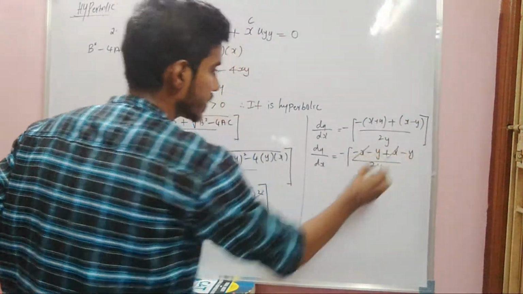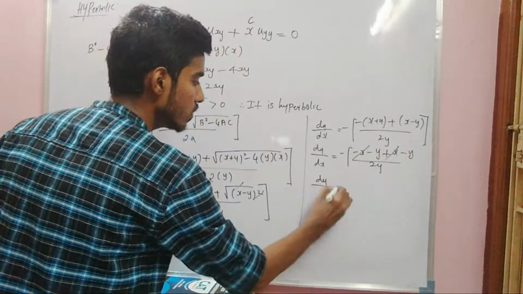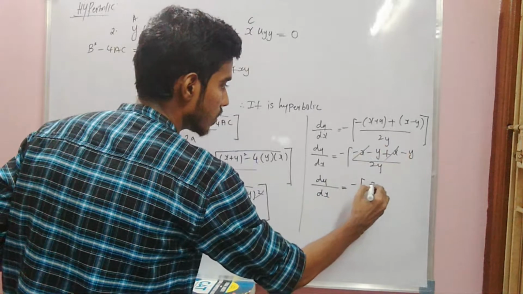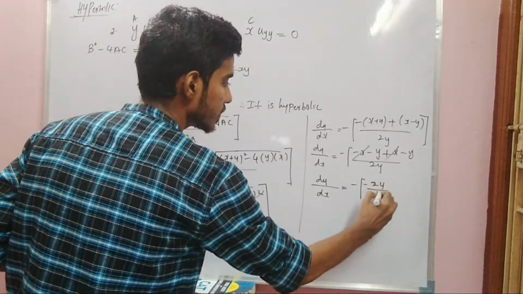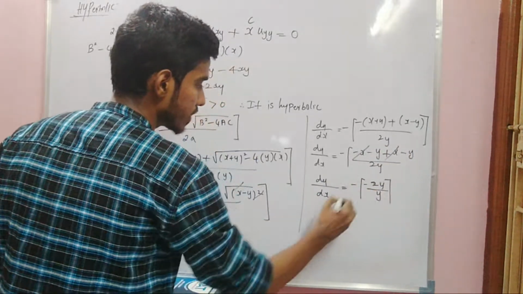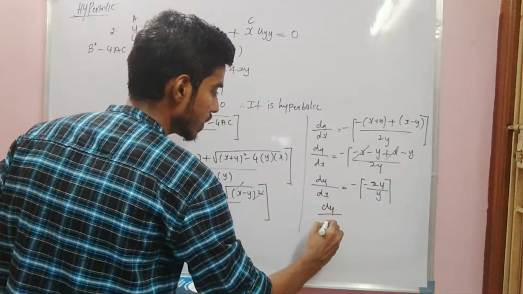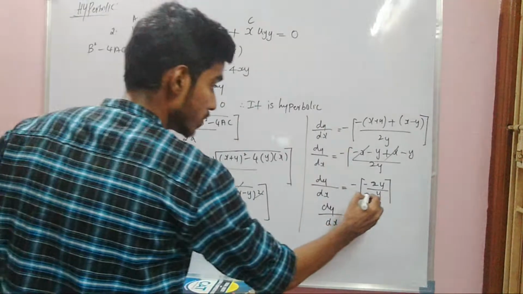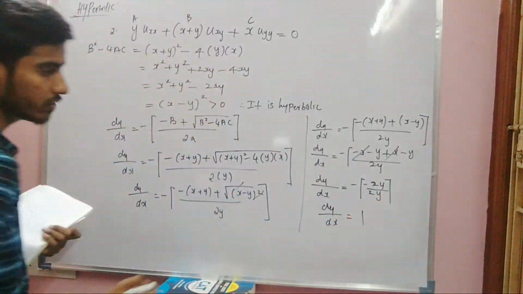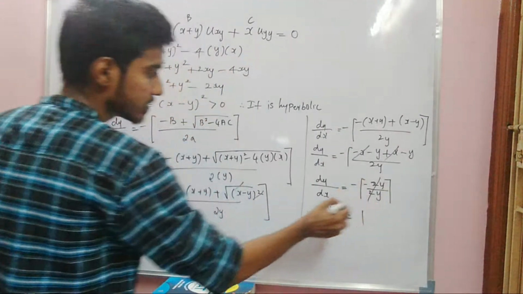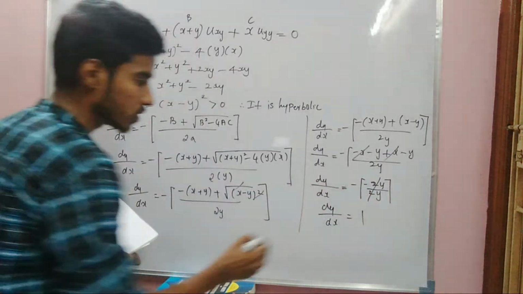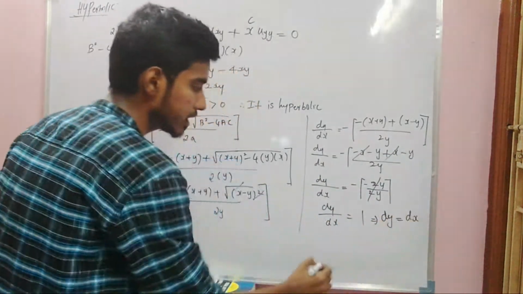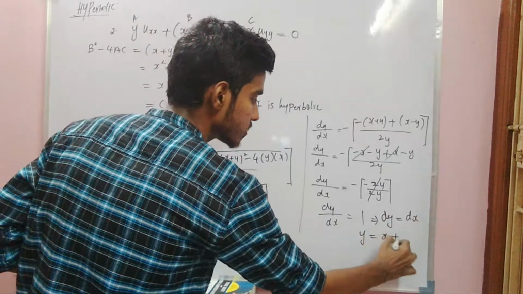So this x will get cancelled. So we have dy by dx is equal to minus of minus 2y by y. Therefore this minus will get cancelled, so we have dy by dx is equal to 1, right? Because this term will get cancelled. Minus will get 1. So therefore dy is equal to dx. When I integrate this, you will have y is equal to x plus c1.